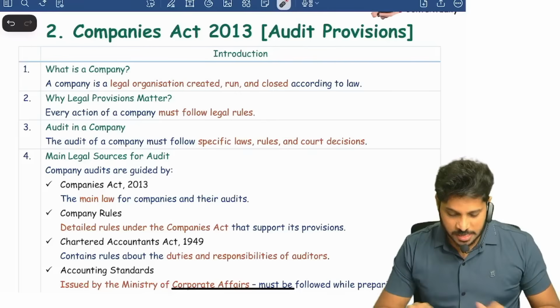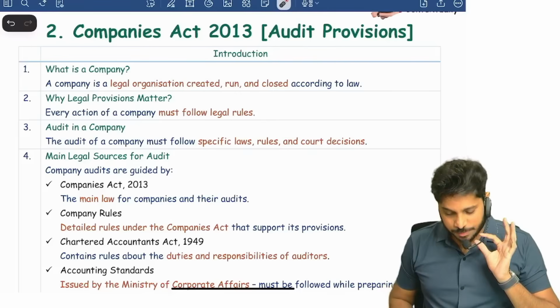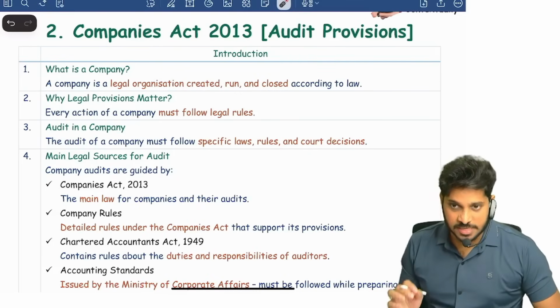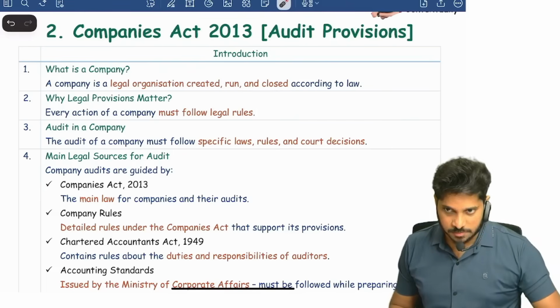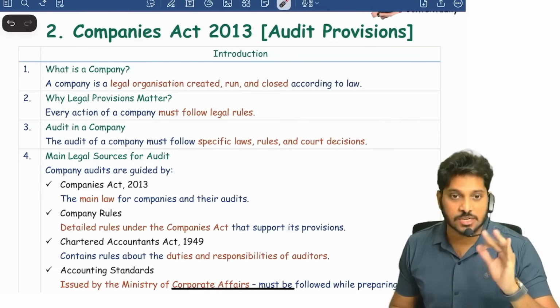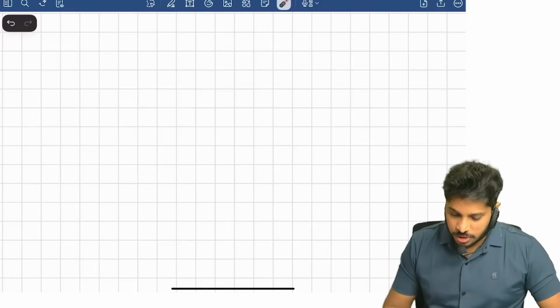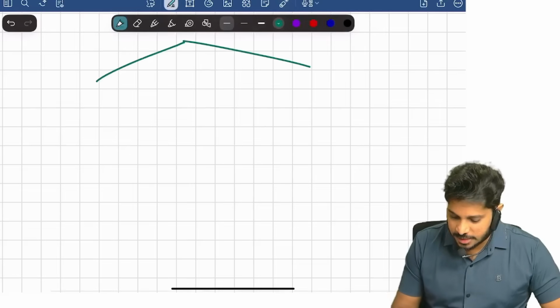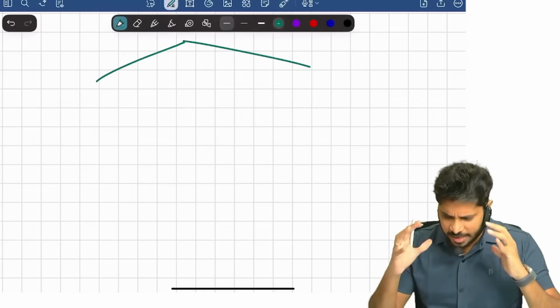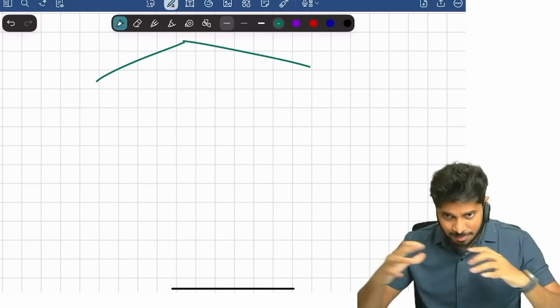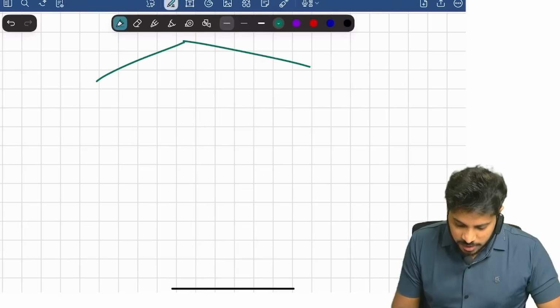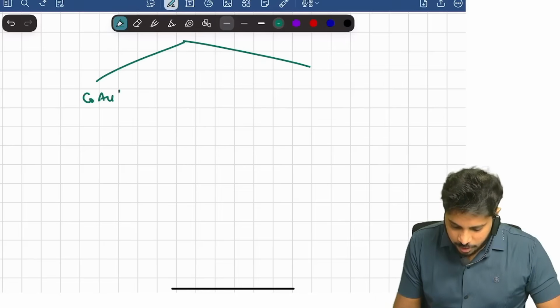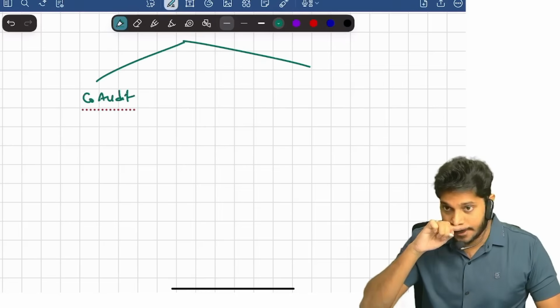So let's begin. The most important topic in this entire revision is Companies Act provisions related to audit. Mainly this chapter is broadly divided into subcategories. One, we are going to discuss the company audit topic.